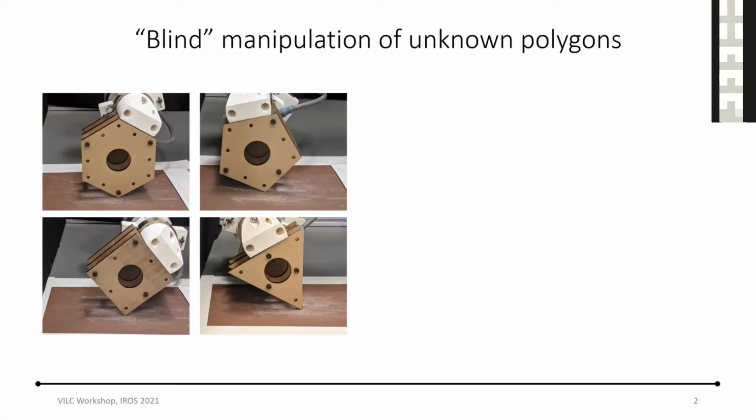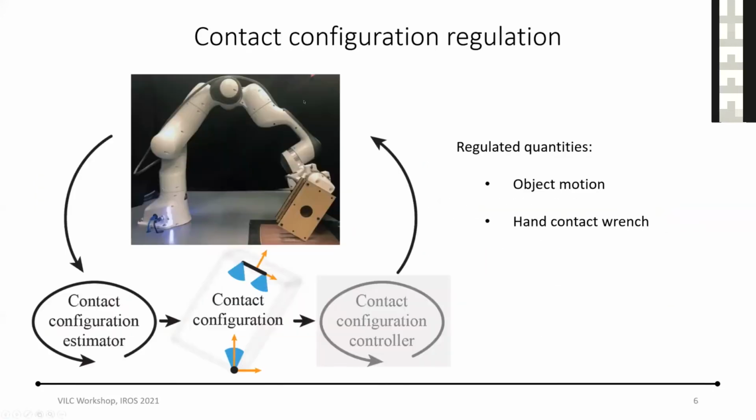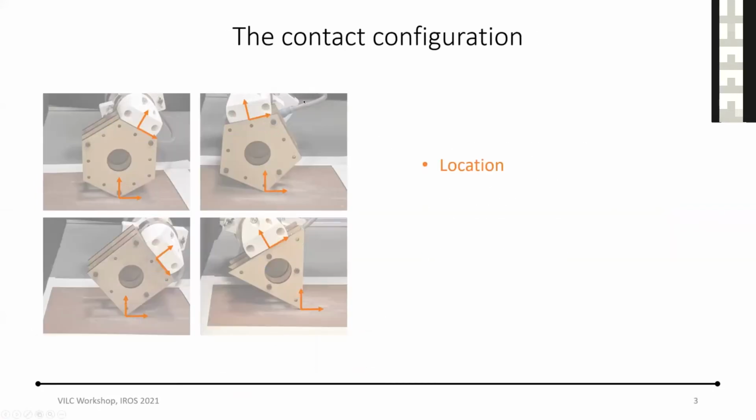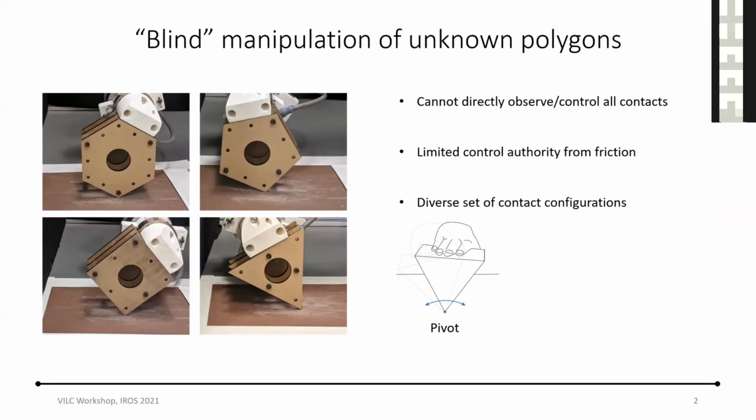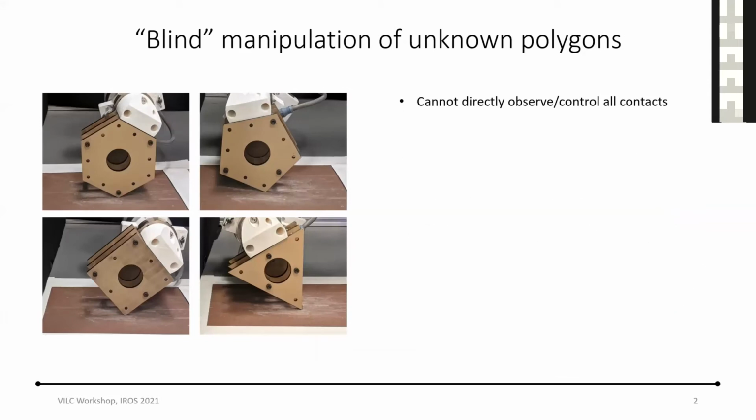And by blind, I mean we're just using proprioception and force torque sensing at the wrist. And we think this is a good problem because it embodies a lot of the challenges of manipulating unknown objects. In particular, you can't directly observe or control all the contacts. You can't directly observe or control the interaction between the object and the ground. You have limited control authority due to friction. You just have a palm, so you can only push on the object.